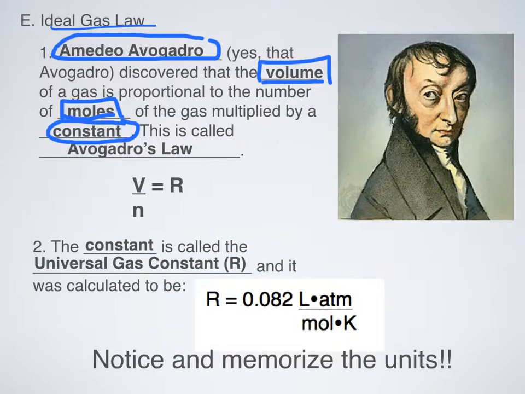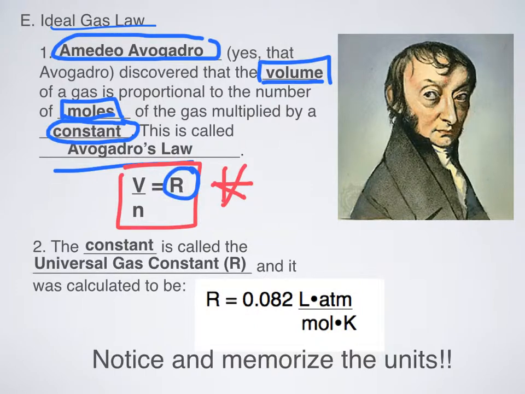Okay? So if you know the volume that a gas takes up, and you know the number of moles inside of that gas, when you divide them by each other, you get the same number over and over and over again, and it's a constant. We call this Avogadro's law, and an actual way of writing out Avogadro's law is like this. If I take the volume and I divide by the number of moles, I get R. And so R is a constant.